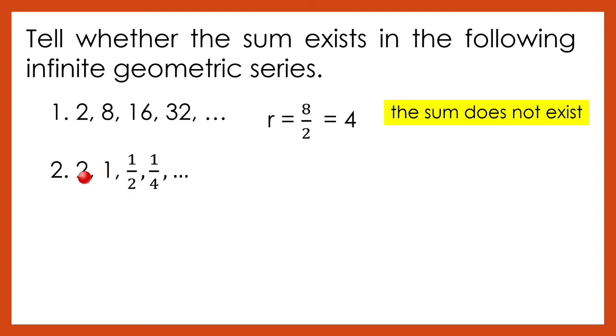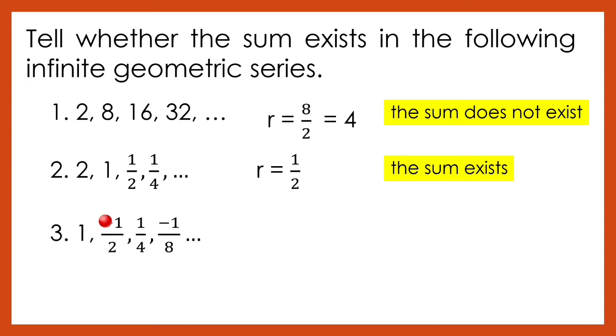Number 2, we have 2, 1, 1 half, and 1 fourth. Para ma-determine kung nag-e-exist, kukunin natin yung common ratio. We have 1 over 2, the common ratio is 1 half. Is 1 half greater than negative 1 and less than 1? Yes. So, ibig sabihin, the sum exists. Makukuha natin yung sum ng geometric sequence na ito.